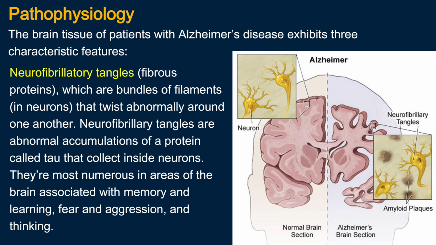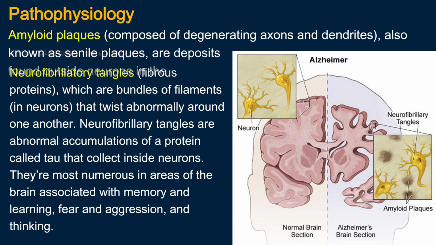The brain tissue of patients with Alzheimer's disease exhibits three characteristic features. First one is neurofibrillary tangles, that is fibrous proteins, which are bundles of filaments in neurons that twist abnormally around one another. Neurofibrillary tangles are abnormal accumulations of protein called tau that collect inside neurons. They are most numerous in areas of the brain associated with memory and learning, fear and aggression, and thinking. Because of that, it affects our memory, causing dementia.